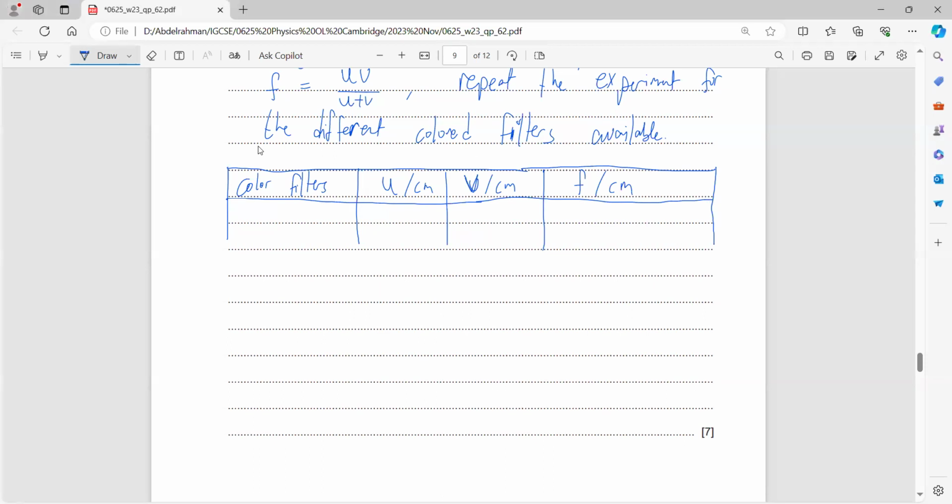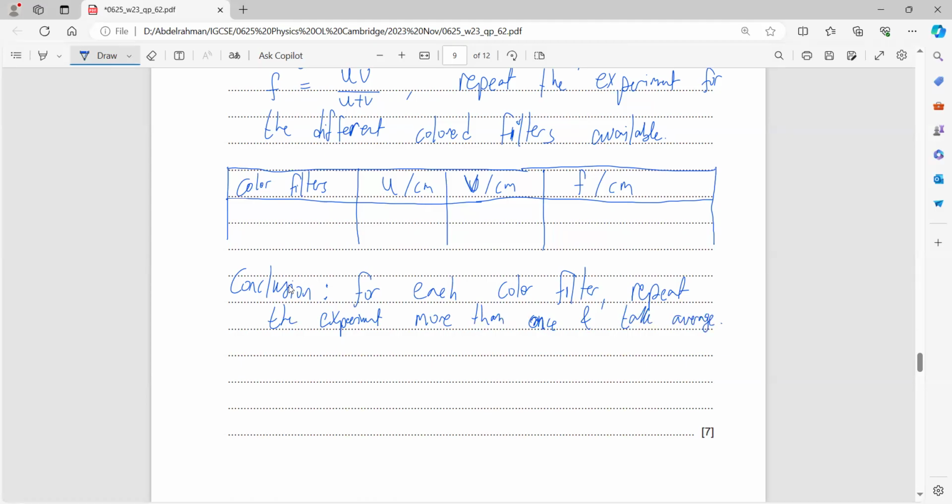Finally, I have to write down the conclusion. حد فاكر conclusion؟ What did we write down, or what do we usually write down in the conclusion? طيب, apparently you do not remember. يلا, for each color filter, repeat the experiment more than once, صح, and take average.